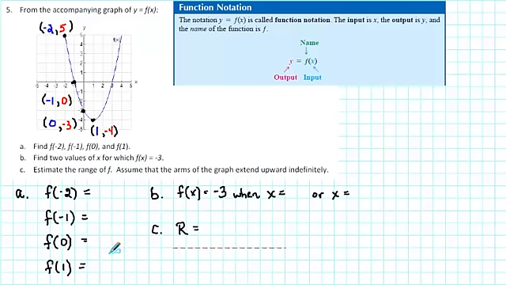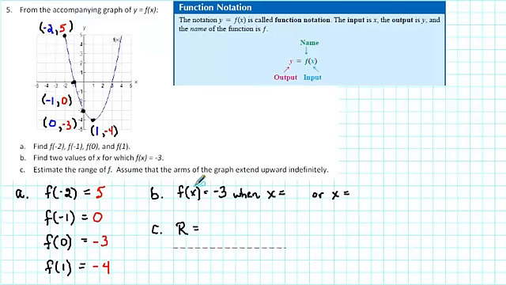Now that we've labeled the points, we can go ahead and find the function values. F of negative 2 is equal to 5 because 5 is the output when the input is negative 2. F of negative 1 is equal to 0 because 0 is the output when x is equal to negative 1. F of 0 is equal to negative 3 and f of 1 is equal to negative 4.